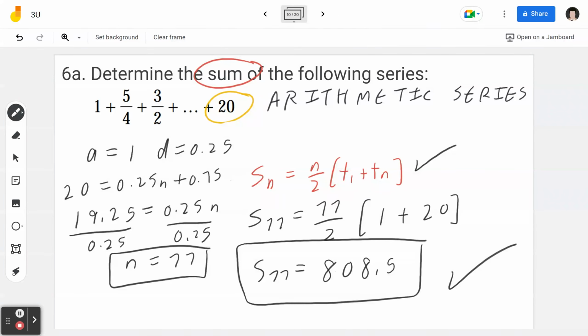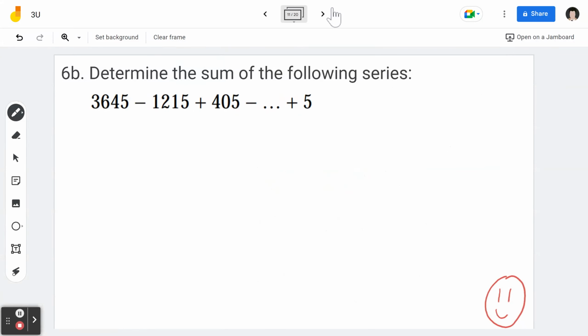Great starter, great finisher. Example 6b, determine the sum of the following series. 3,645 minus 1,215 plus 405, all the way to 5.